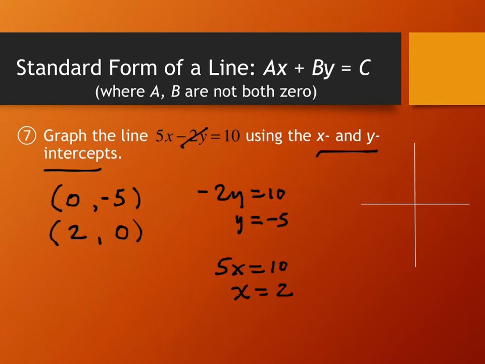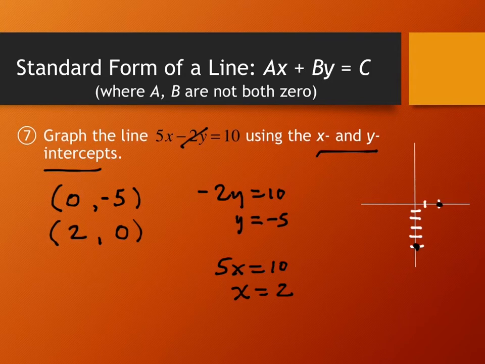So I have 0, -5. So 0 means how far left and right I go. It goes 0. And then -5 means down 5. So here's my first point. The other point was at 2, 0. So 2 means I go to the right. 0 means I go up 0. So there's my second point.